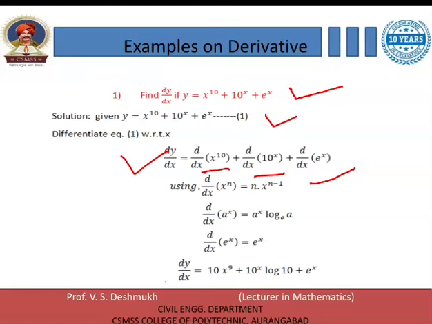Then by using this formula, for the first term we use the x raised to n formula. Derivative of x raised to n is n x raised to n minus 1.